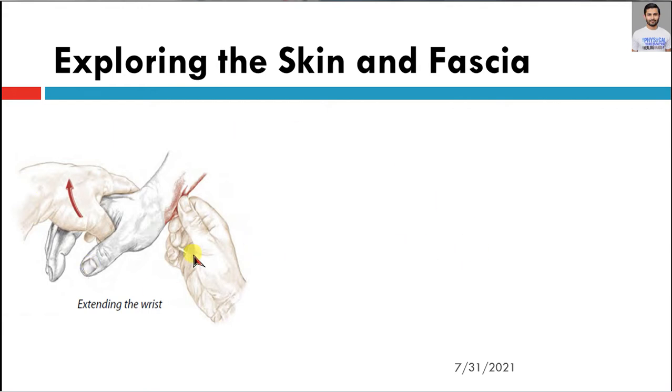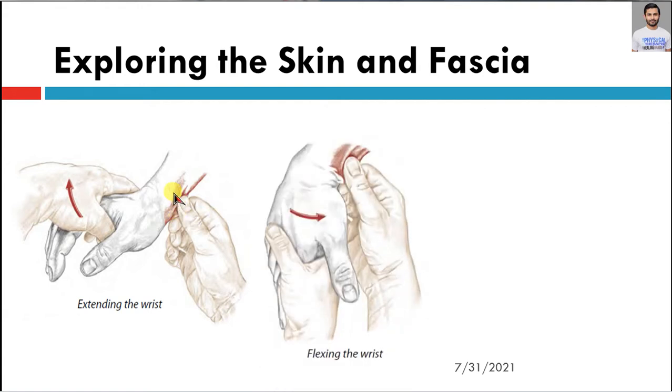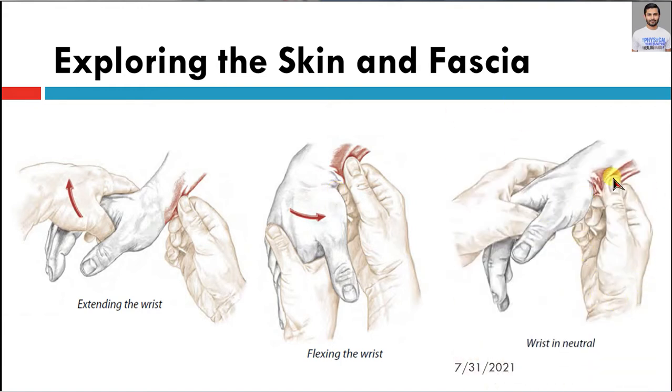Now in this picture what we are looking at is when you try to extend the wrist, if you are grasping the tendons or the skin over the flexor surface, then as you passively extend the wrist, it becomes difficult for you to keep a hold on these tissues because they become taut and tight. But when you flex, they become readily available, they become easier to grasp. Similarly, in neutral position, it is a bit easy. In flexion, it is easiest, and in extension, it is really very difficult to grasp the skin.